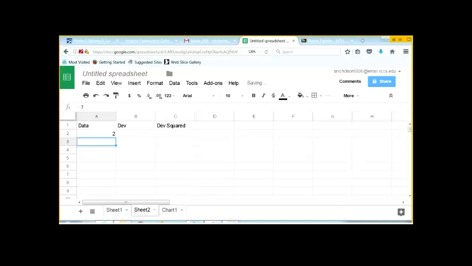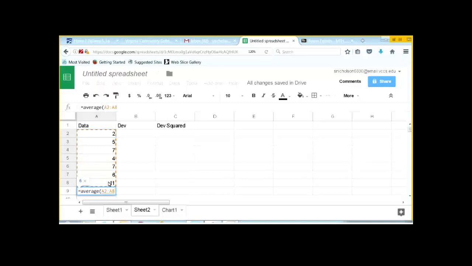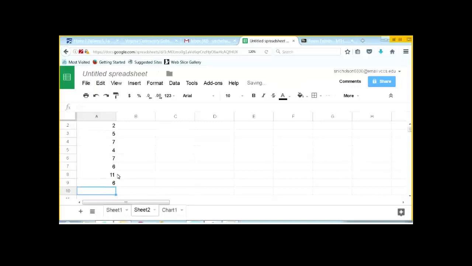So 2574, 2574, 7611, 7611. Okay. So what I would do is I would calculate my average. In this case, I'm going to highlight the cells instead of using the colon, but you could do either way. And then you use the right parenthesis. So it says average A2 colon A8. And you should get 6, which I do. So that's my mean. I'll write that in there, mean.